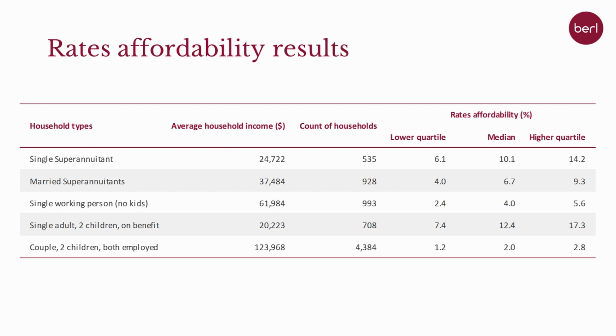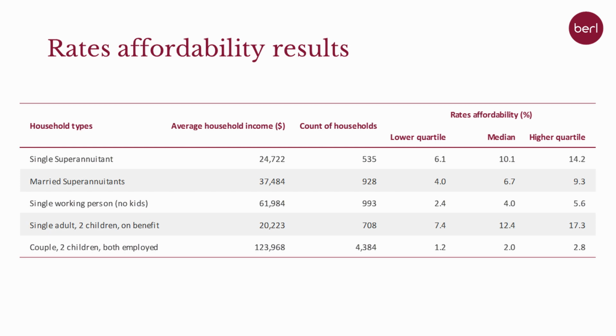As you can see, this table shows 5 different household types: the average household income, the count of the number of households, and lastly, the percentage of their average gross household income that is paid at 3 different levels of residential rates. These are lower quartile, median, and upper quartile. Using these 3 rate levels is best given the variance of rates paid across properties.